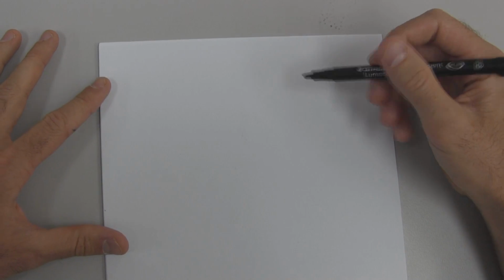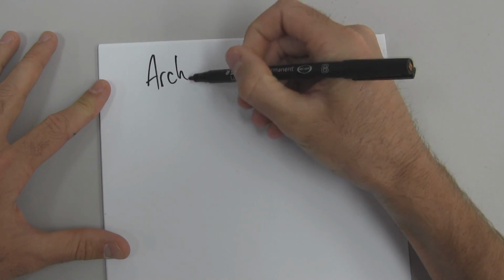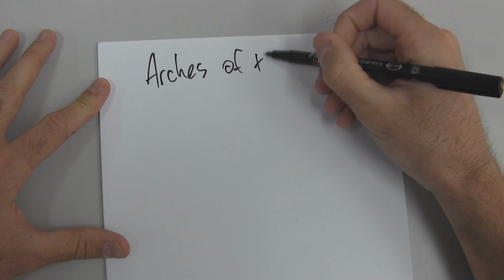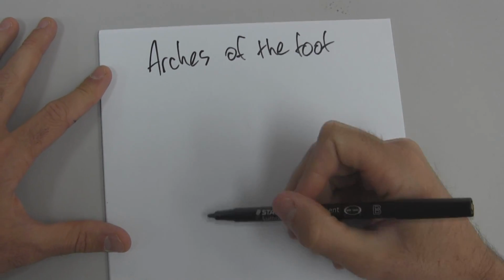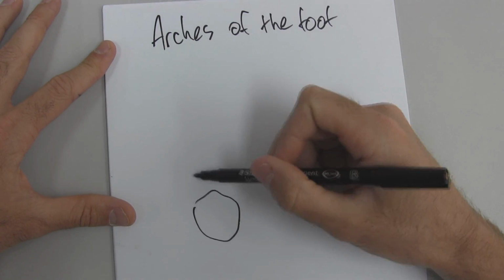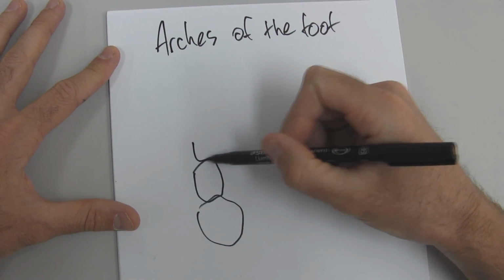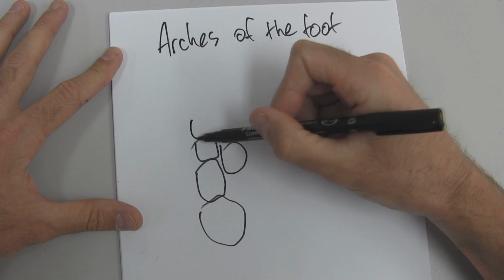So let's examine the arches of the foot. We should by now all be able to draw a free body diagram of the foot. So it looks something like this if we draw it kind of quickly.